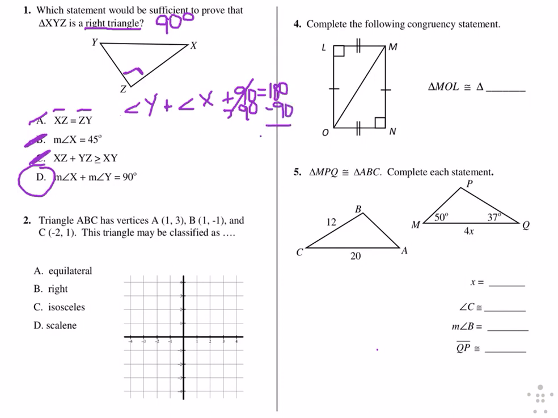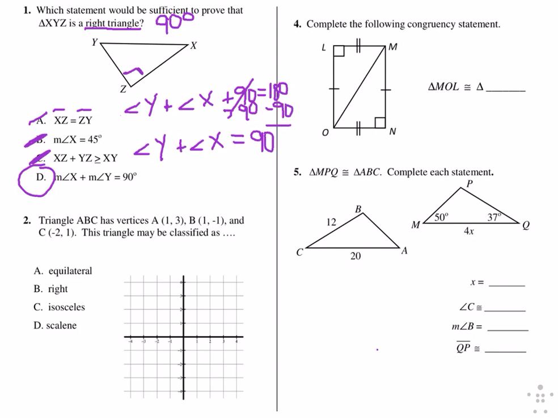So if I'm going to solve this algebraically, I would subtract 90 degrees from both sides of the equation. So then I'm left with 90 on the right, and over here on the left I have angle Y plus angle X. So it makes sense that the two acute angles inside of a right triangle have to have a sum of 90 degrees. That's why number 1 is correct, or number 1 is D.